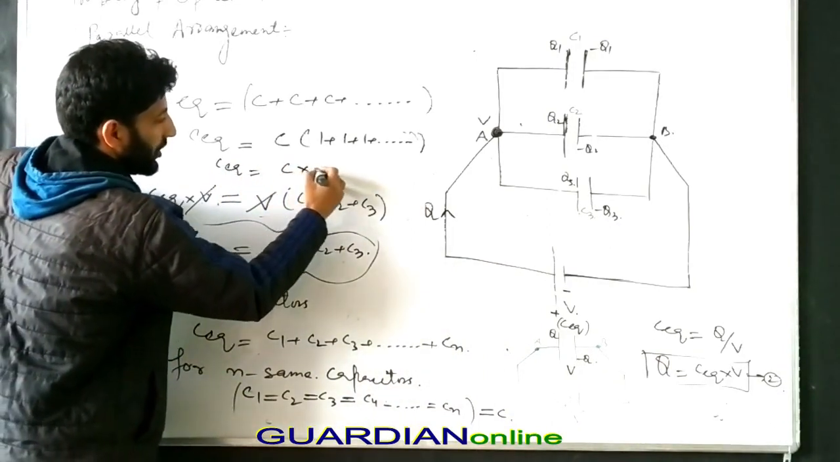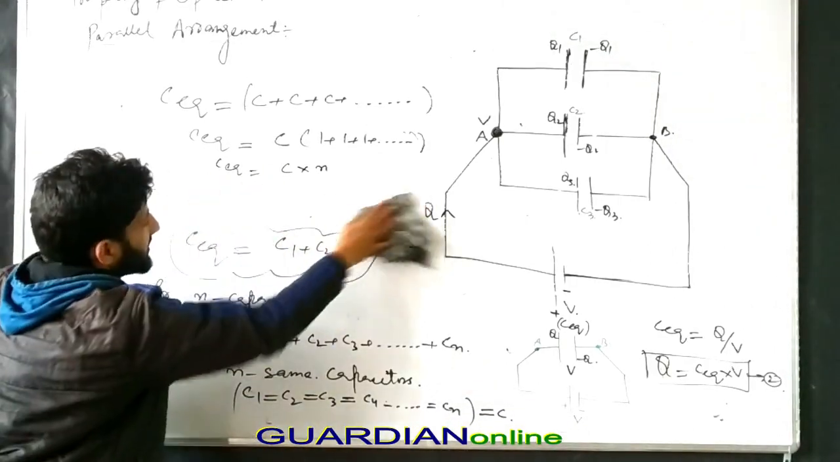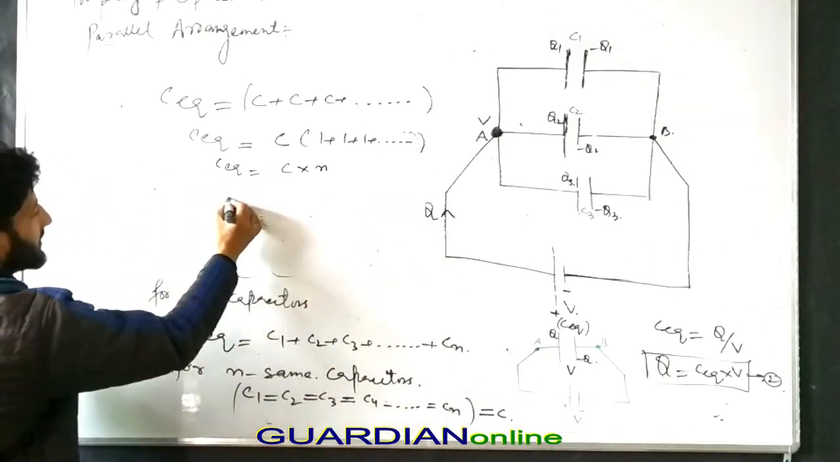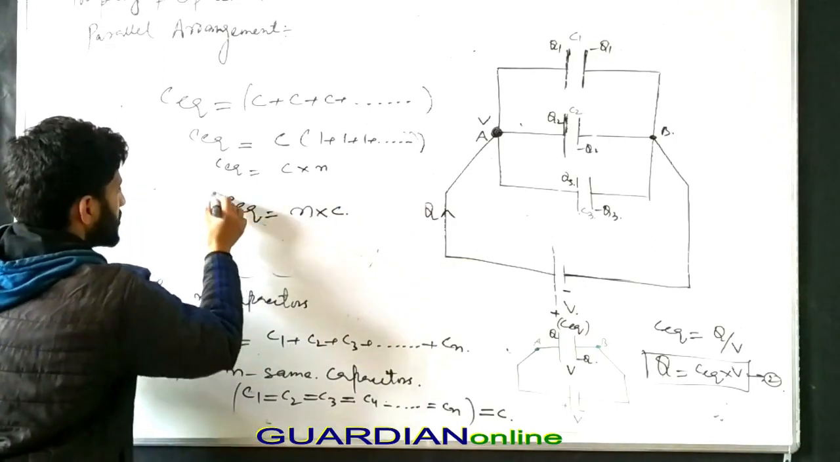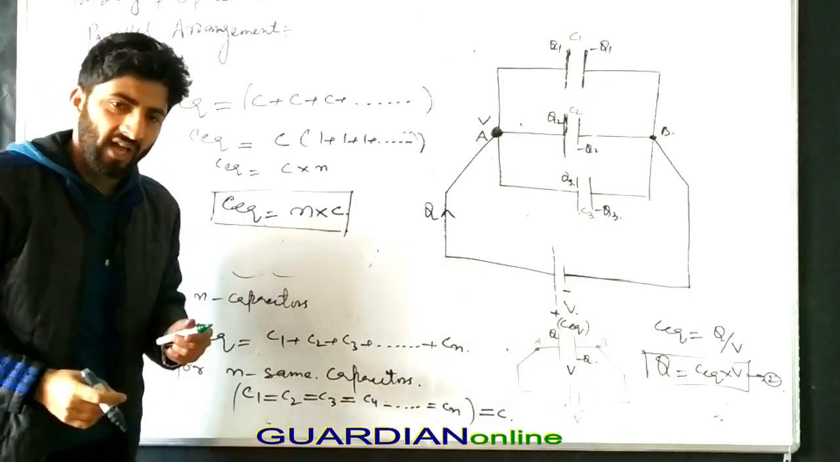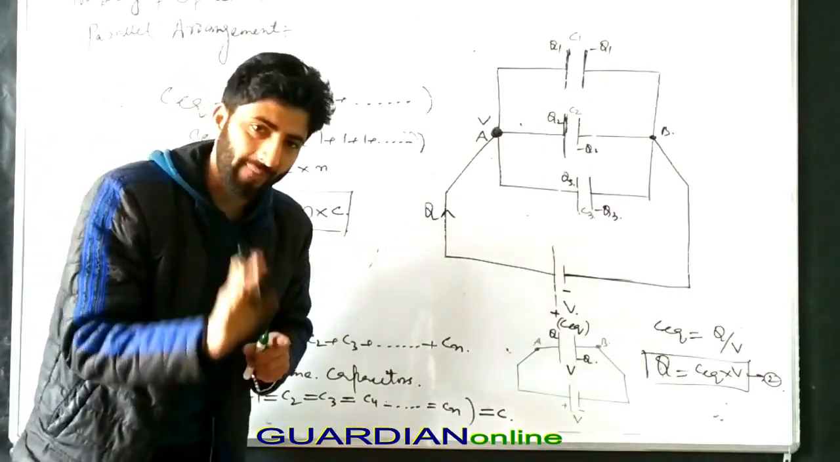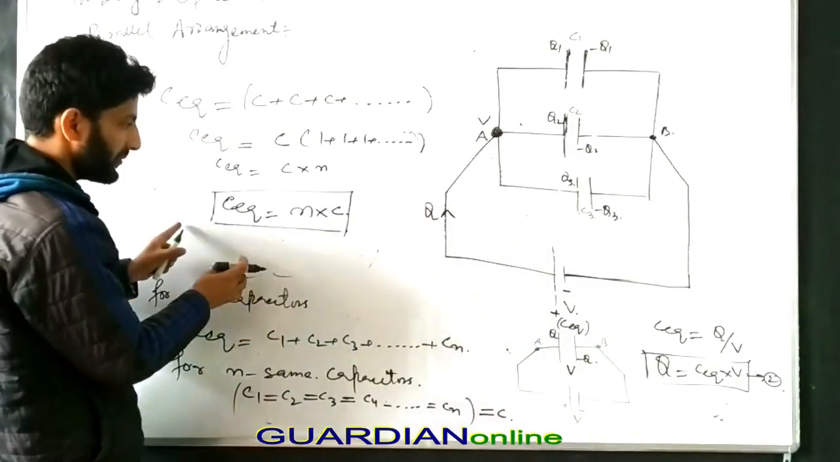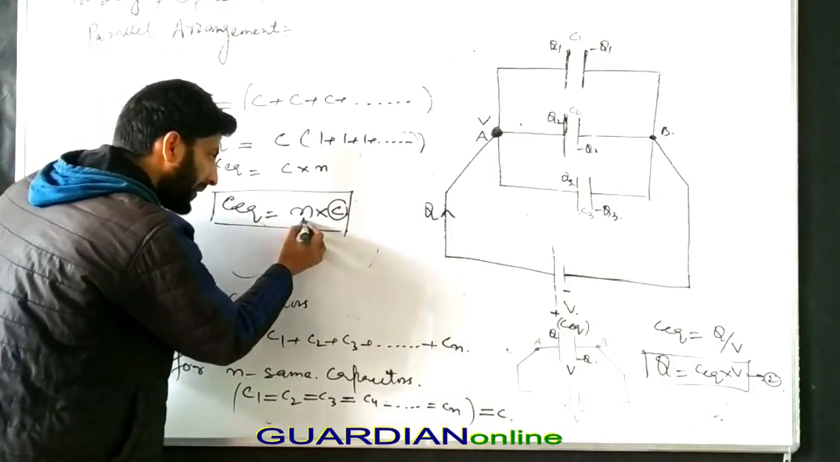In standard form, we write C equivalent equals N times C. Here N is the number of capacitors and C is the capacitance of each individual capacitor. So the result is simply the capacitance multiplied by the number N.